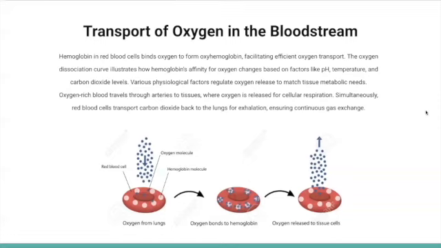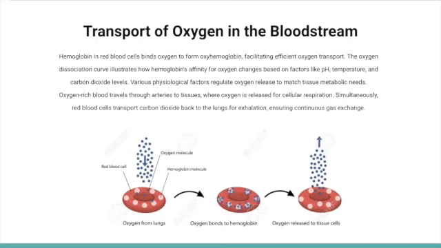Hemoglobin in red blood cells binds oxygen to form oxyhemoglobin, facilitating efficient oxygen transport. The oxygen dissociation curve illustrates how hemoglobin's affinity for oxygen changes based on factors like pH, temperature, and carbon dioxide levels. Various physiological factors regulate oxygen release to match tissue metabolic needs.